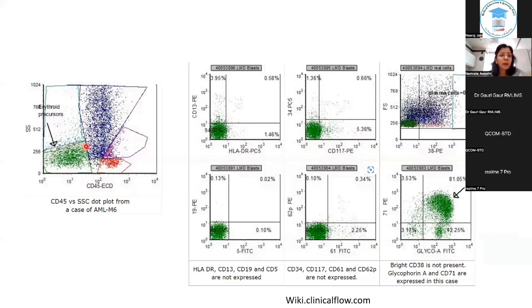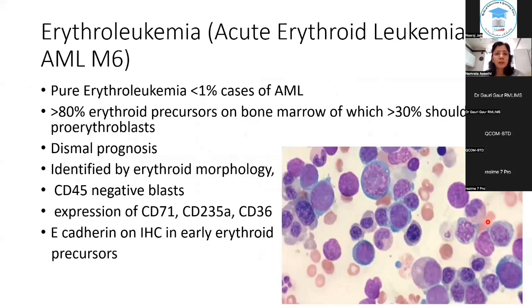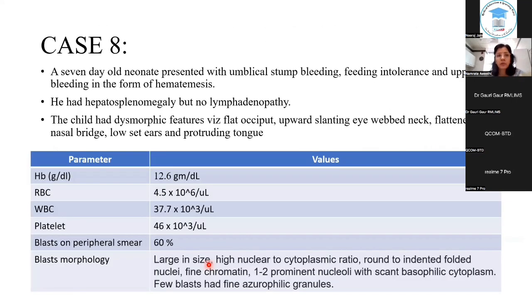Here you can see that the blast population is negative for CD45 and is not expressing the classical myeloid markers, and this is highlighted by CD71 and glycophorin A, suggesting that this is a case of acute erythroid leukemia or AML-M6, in which there are more than 80% erythroid precursors on bone marrow, of which more than 30% should be proerythroblasts. They are identified by the erythroid morphology of the blast, CD45-negative blasts, expression of CD71, CD235A and CD36, and on IHC, E-cadherin is positive.